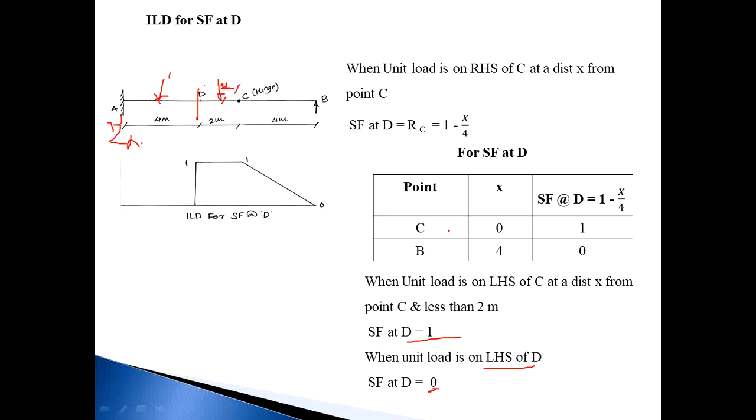First, shear force at D: when load at C, it becomes 1. When load at B, shear force at D is 0. Then when load is on the LHS of C at a distance of x from point C, less than 2 meters, meaning the load is up to point D, SF at D will be 1. And when load crosses D going to the LHS, the shear force value will be 0. So join all points. This is the ILD for shear force at D.